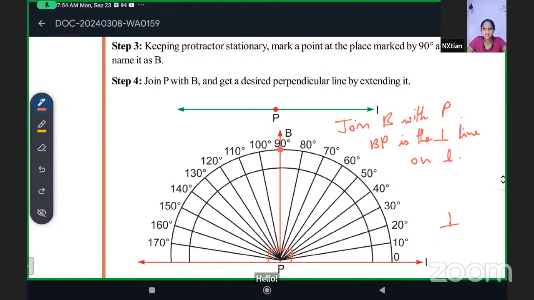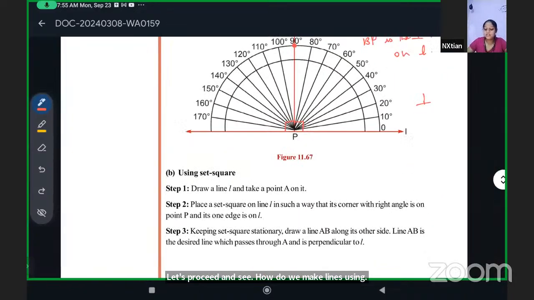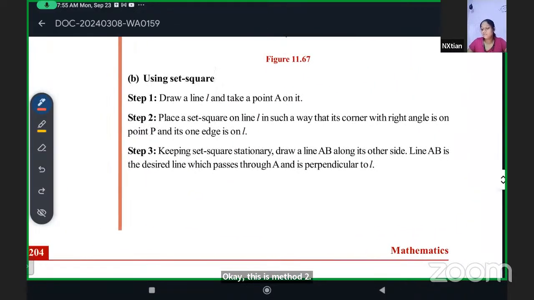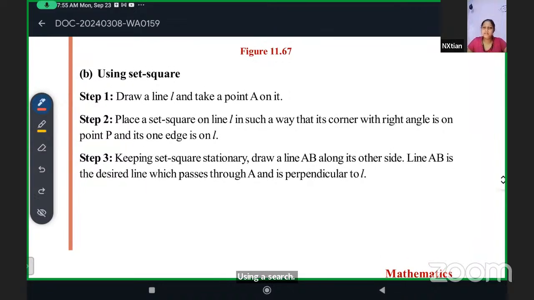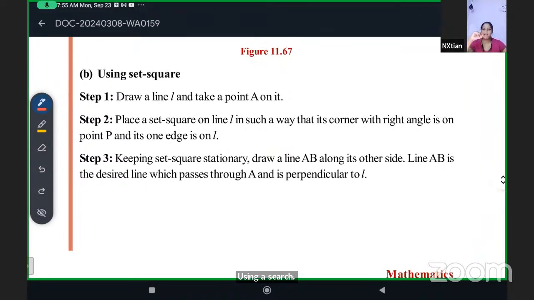Okay. So let's proceed and see how do we make perpendicular lines using a set square. This is method 2, using a set square. First, draw a line of any measure.